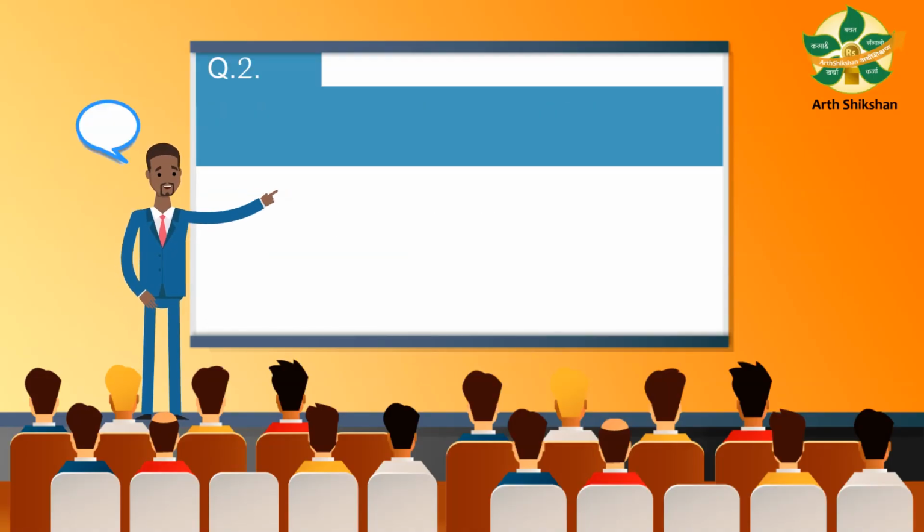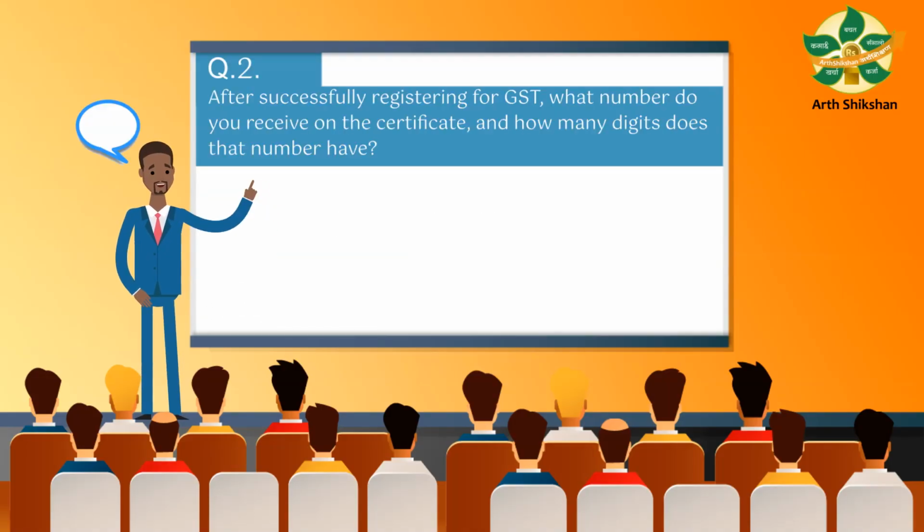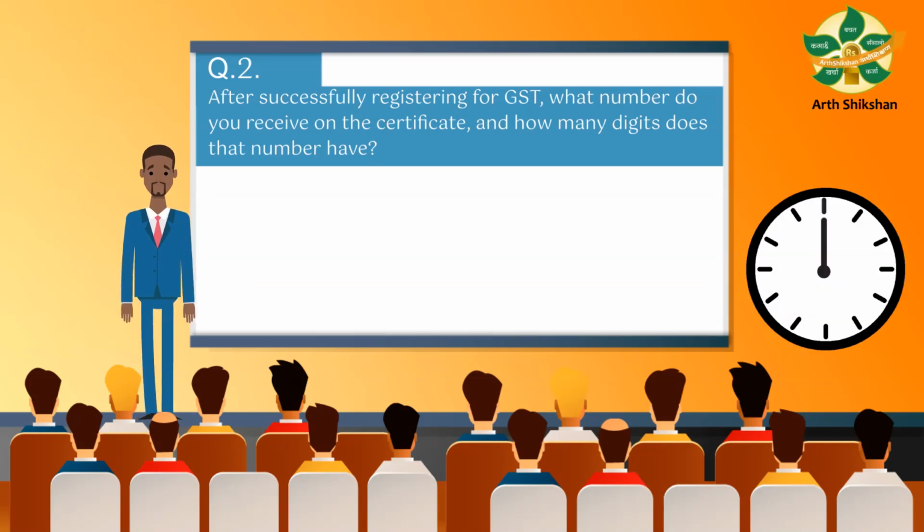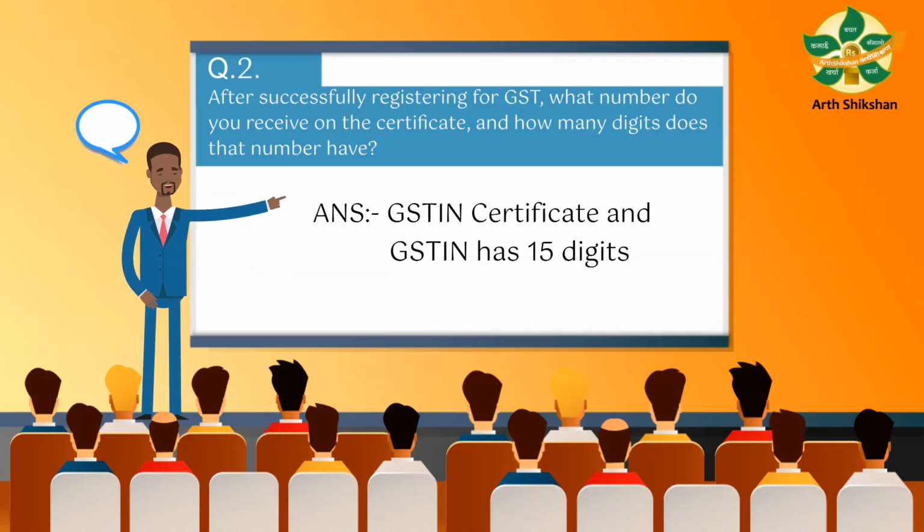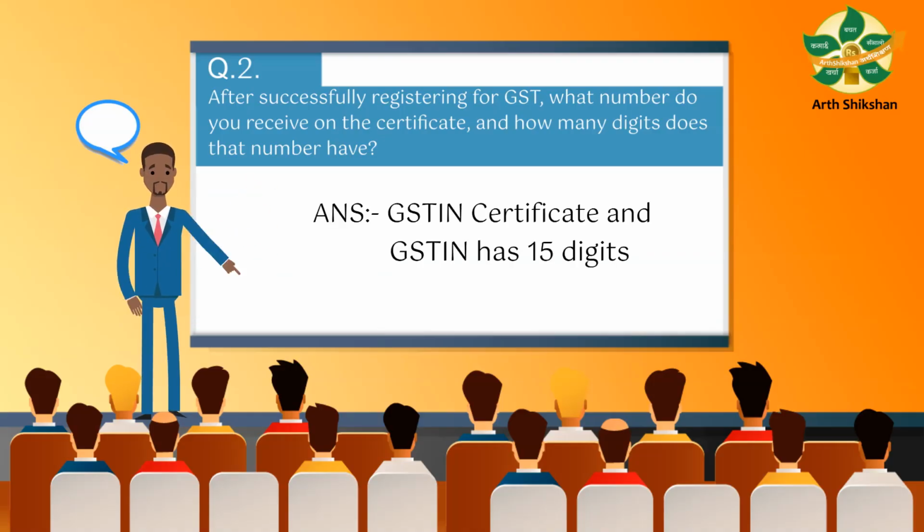Question 2. After successfully registering for GST, what number do you receive on the certificate and how many digits does the number have? Answer. GSTIN certificate, and GSTIN has 15 digits.